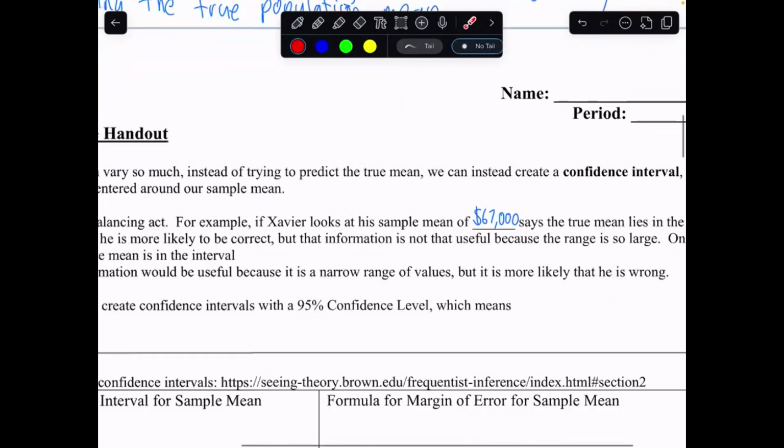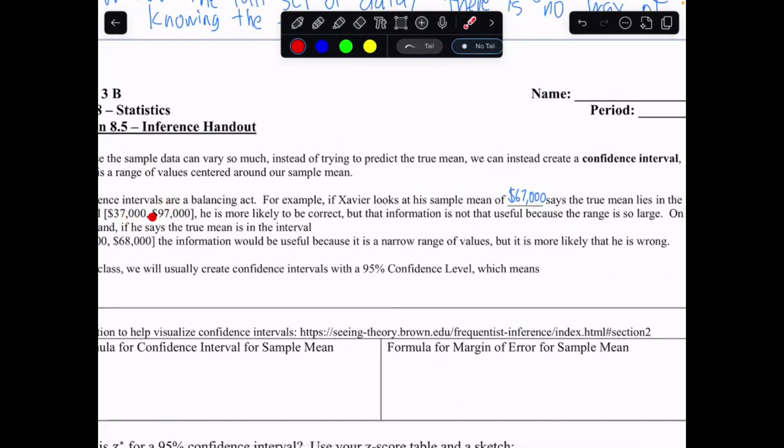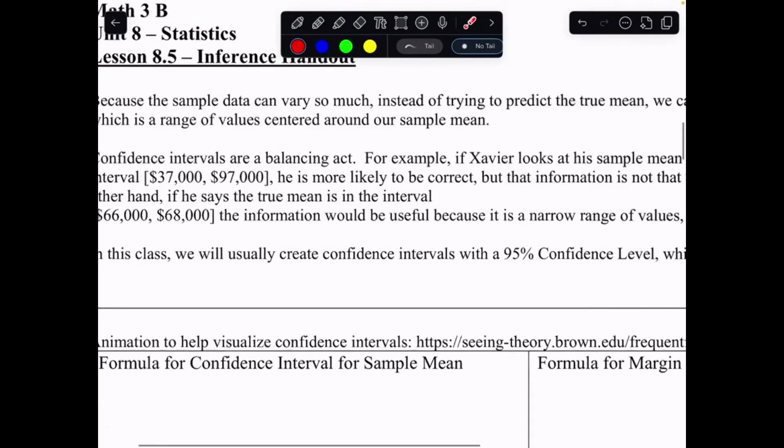Xavier understands that his answer is probably not exactly correct because he only talked to 3 out of 10 people. So he wants to go in both directions. He knows the true answer could be less than his number or it could be more than his number. Let's say he gives himself a really big range. He goes 30,000 less and 30,000 more than his number. If he says the true answer is somewhere between 37,000 and 97,000, he's probably right. He gave himself a huge range to work with. But the downside is this information is not useful, right? This is such a huge range of values that it doesn't really tell us anything.